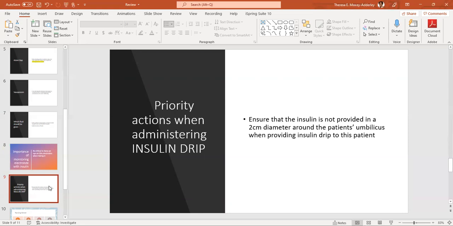Priority actions from 4th year nursing students about to be nurses. For administering insulin drip is to ensure that insulin is not provided in a 2 centimeter diameter around the patient's umbilicus when providing insulin drip to this patient? That's a cut and paste.